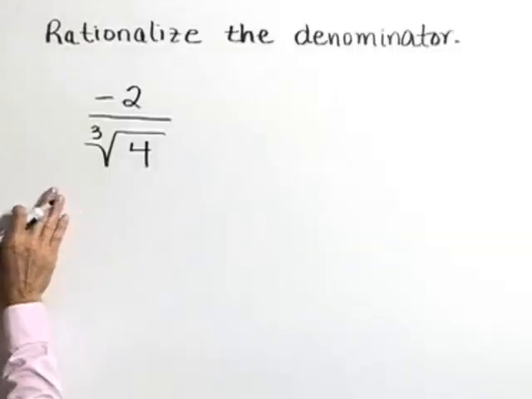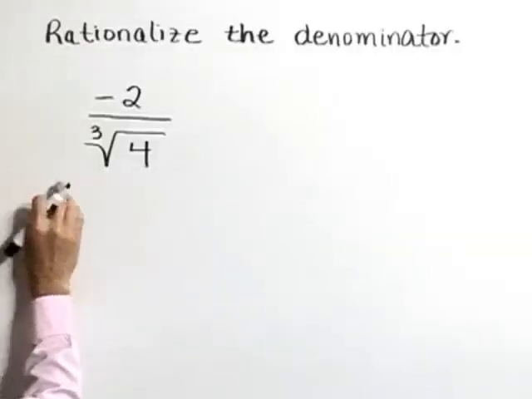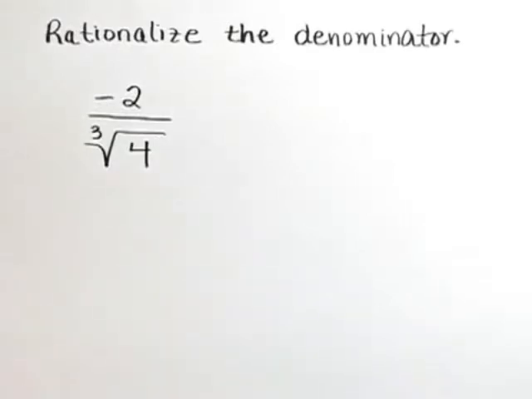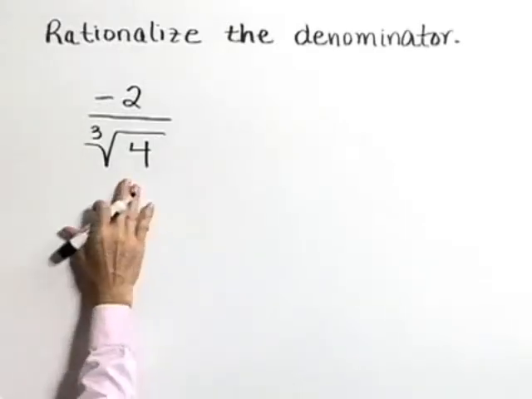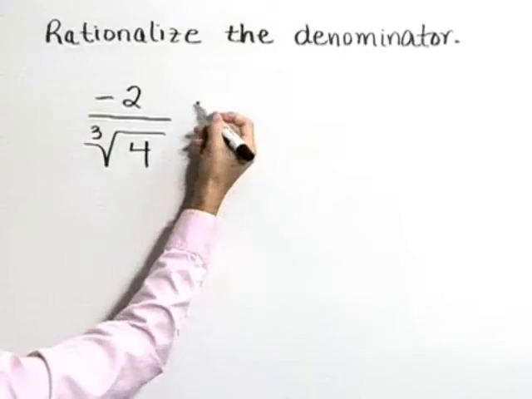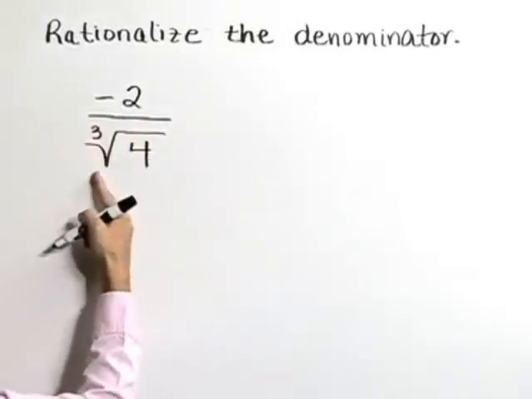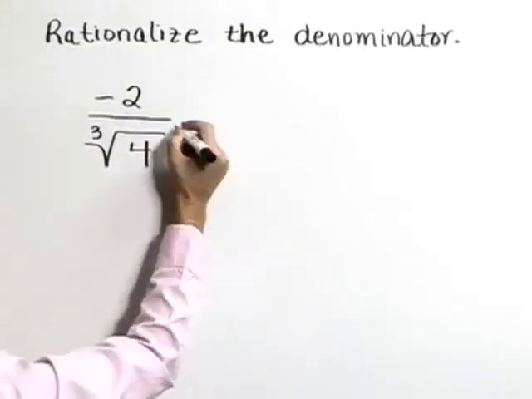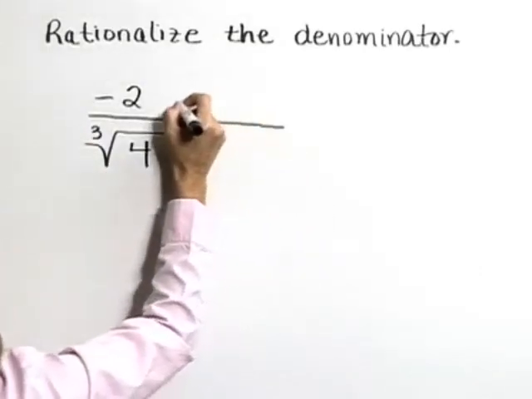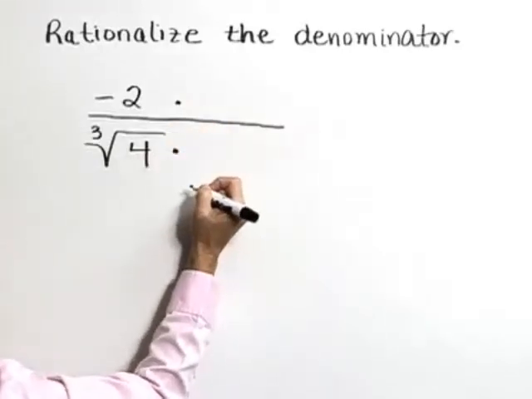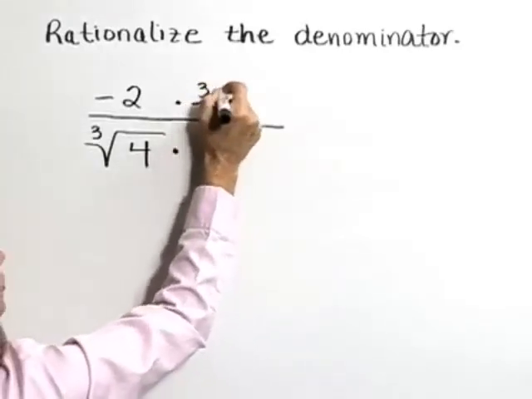Rationalize the denominator for negative 2 over the cubed root of 4. In order to rationalize the denominator, we wish to multiply this expression by something that's going to eliminate this radical sign in the denominator. So let's multiply both the numerator and denominator by the same value, the cubed root of 2.